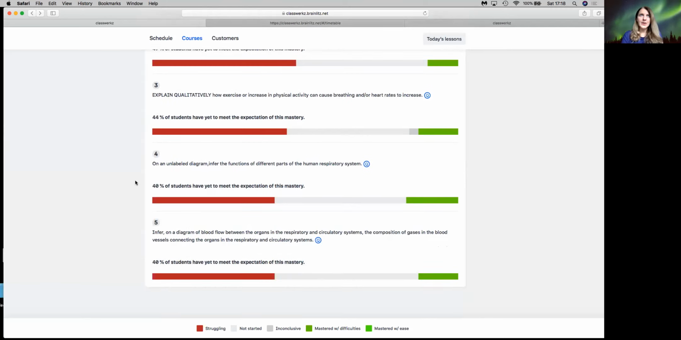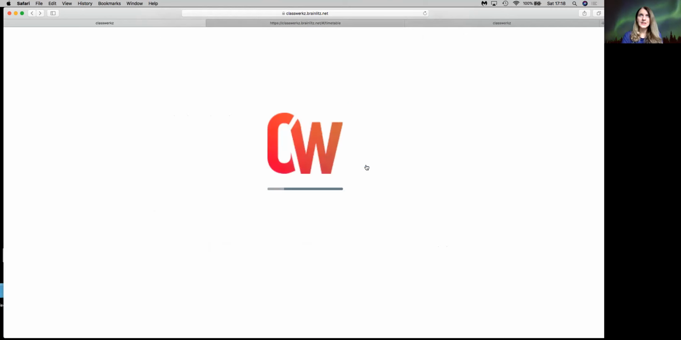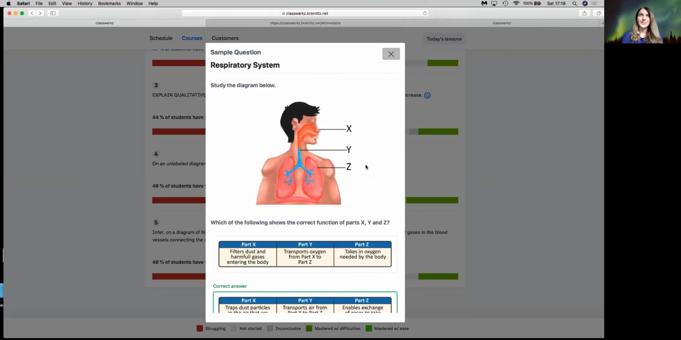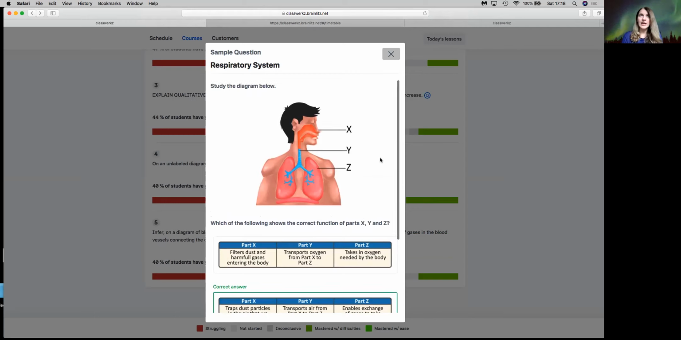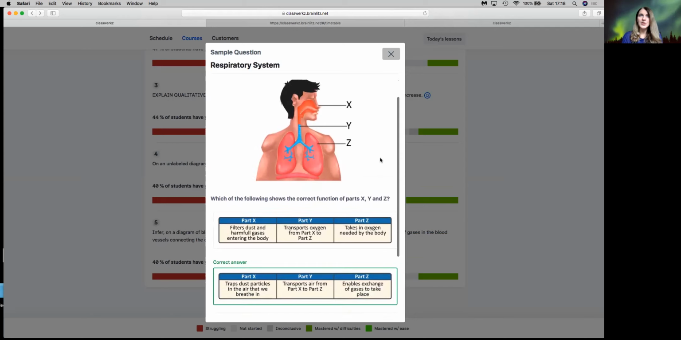Okay, so going on to 4. Now we have obviously a bit more of a body diagram, which is probably what they're used to. Certainly within STEMworks, there's a lot more of that rather than the flowcharts. But it's still quite challenging. So study the diagram below. Which of the following shows the correct function of parts X, Y, and Z? So this is really about labeling.